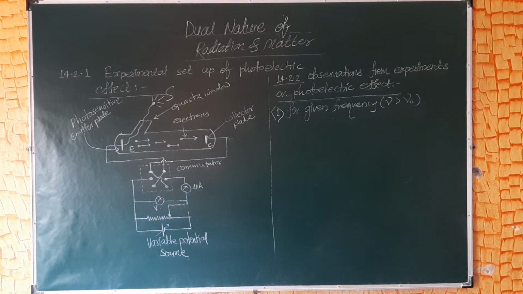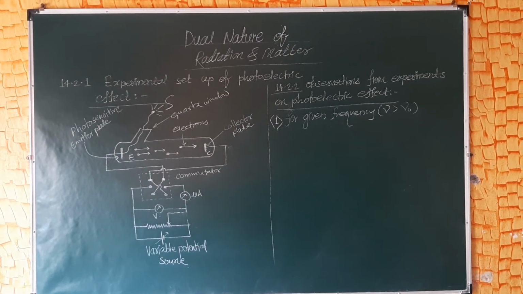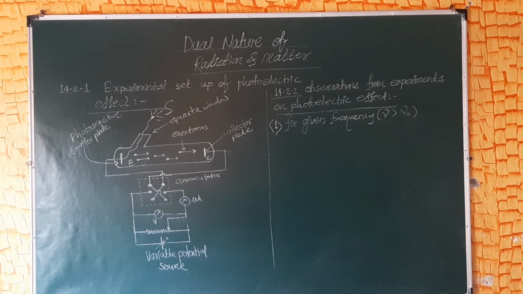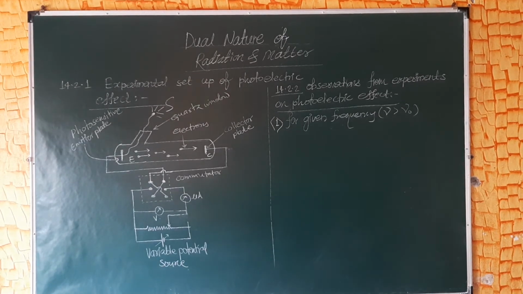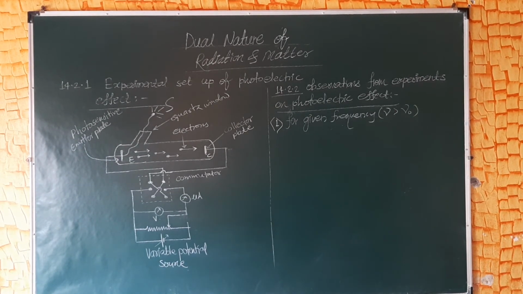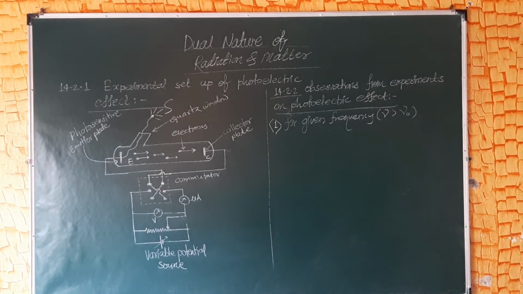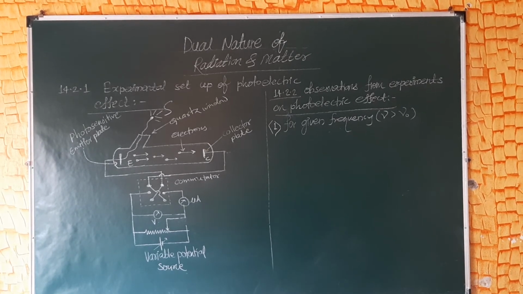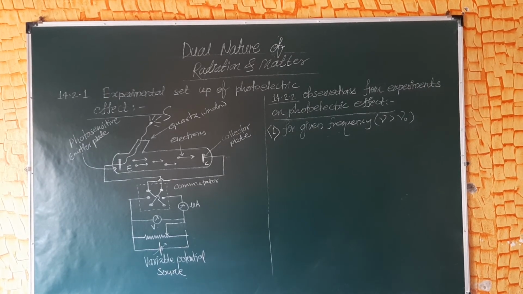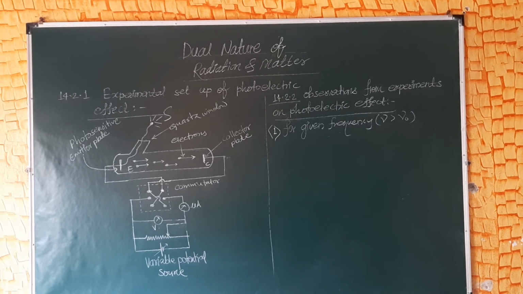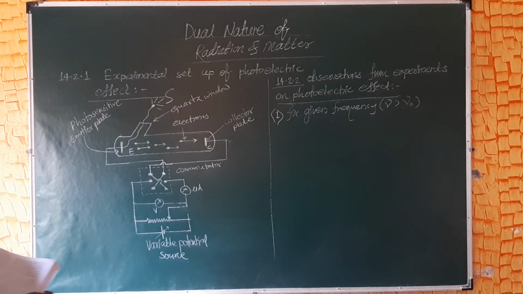So your first observation is that when ultraviolet radiations were incident on the emitter plate, current was recorded even if the intensity of radiation was very low. Photocurrent I was observed only if the frequency of incident radiation was more than some threshold frequency nu naught. Nu naught was the same for a given metal and different for different metals used as the emitter. So for a given frequency nu greater than nu naught, no matter how feeble the light, electrons were always emitted. So this is the first observation.